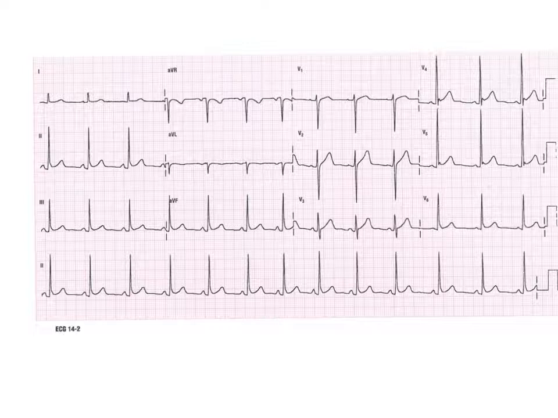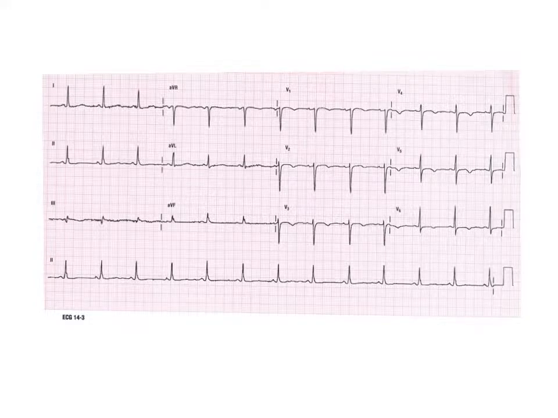I don't see any wide QRS, the bundle branches are not out, and I'm looking all over here for ST elevation, ST changes, and there might be a little hint of something out there in V5, but really nothing to speak of. So I'm going to call it a normal sinus rhythm with nothing acute for us to worry about.